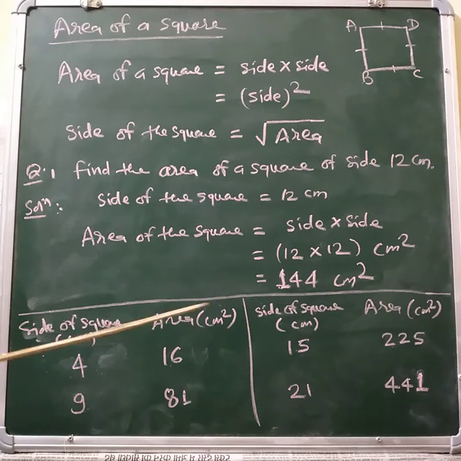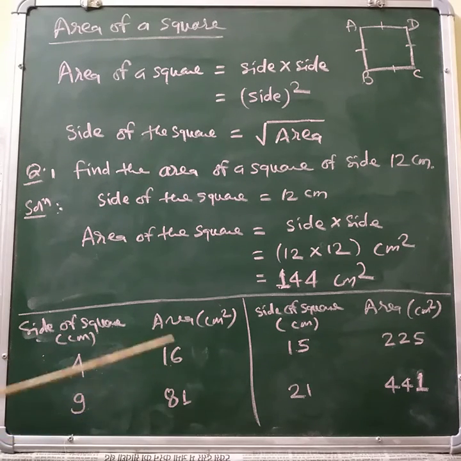So it is clear that if the side of a square is given, then the area is the square of that side. So if you learn the square of any number, then you will easily find the area of squares. If the side of a square is given as 4, then the area is 16. 4 into 4, that is, the square of 4 is equal to 16. If the side of a square is given as 9, suppose it is 9 centimeter, so the area will be 9 into 9. So the square of 9 is equal to 81.